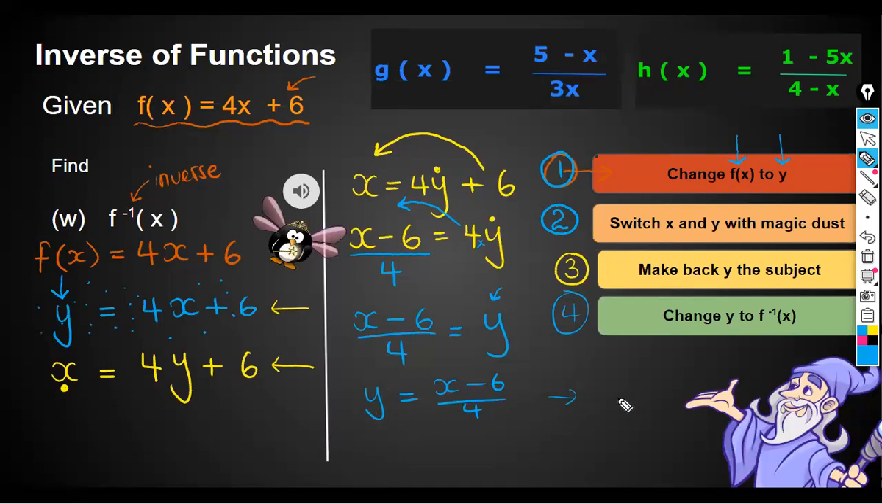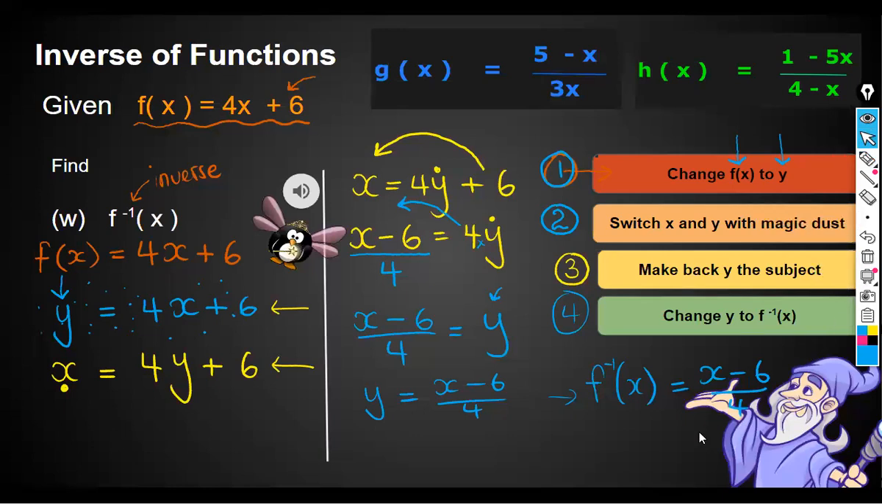Like you can just scratch it off and put what now? F inverse x. So I just scratch off this y. I put F inverse x is equal to x minus 6 divided by 4. And that's the end of the question. This is the inverse of f.